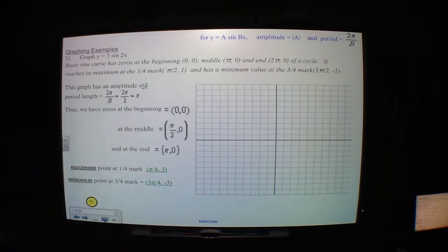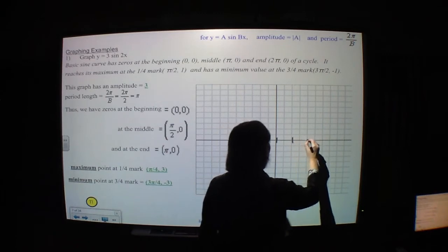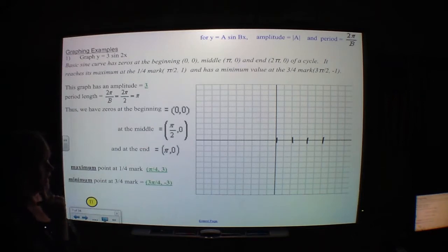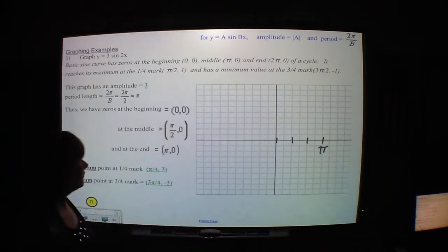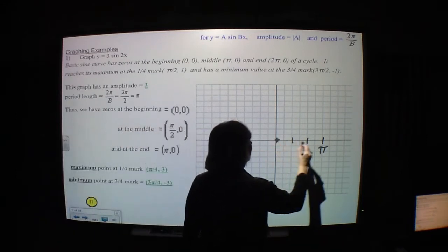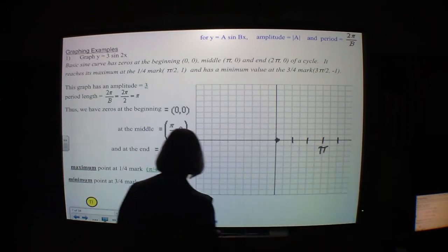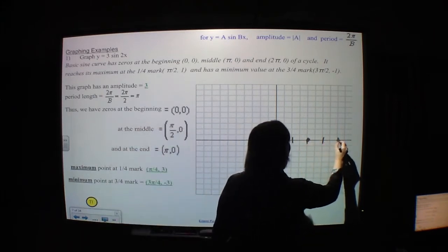So if I were going to graph this, here's how I like to graph it. Remember, stuff happens at the beginning, middle, and end, 1/4 of the way or 3/4 of the way. So I like to just divide it into 4s. 1, 2, 3, 4. I call the last line my period, which is pi. So when I graph it, beginning, 1, 2, 3, 4. If I can divide it into 4s, beginning, middle, and end are my zeros.